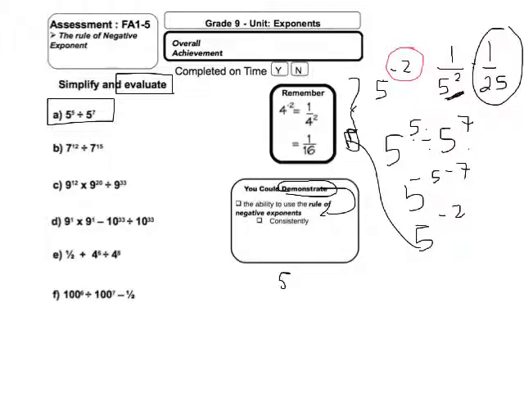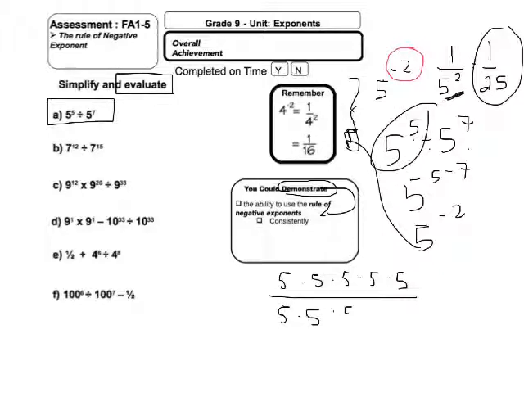So we have 5 times 5 times 5 times 5 times 5, which is 5 to the power of 5. We're going to divide it by 5 times 5 times 5 times 5 times 5 times 5 times 5, which is 5 to the power of 7. And then we start canceling. 5 divided by 5 is 1, five times.